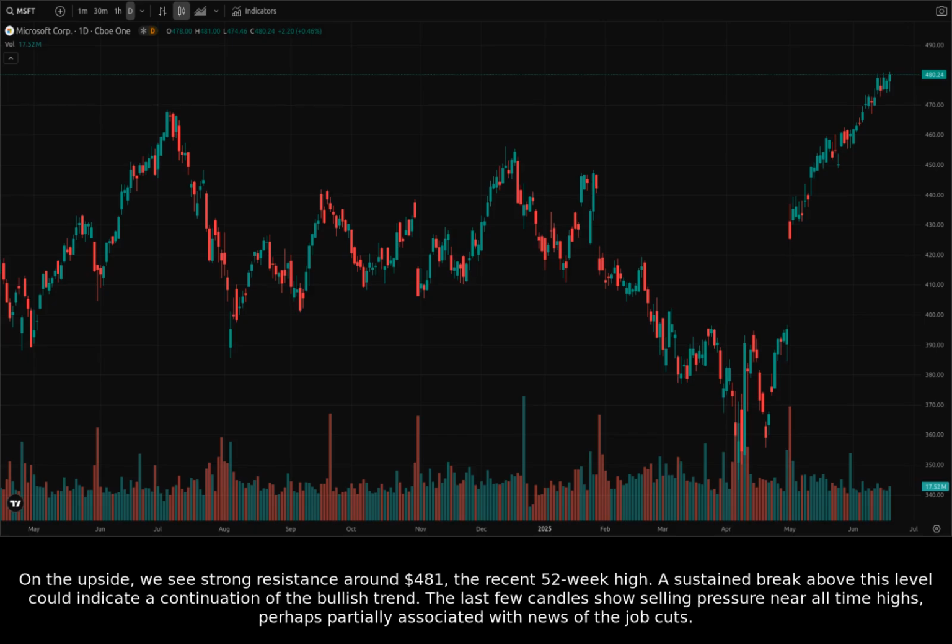On the upside, we see strong resistance around $481, the recent 52-week high. A sustained break above this level could indicate a continuation of the bullish trend. The last few candles show selling pressure near all-time highs, perhaps partially associated with news of the job cuts.